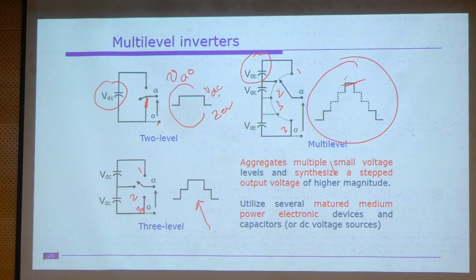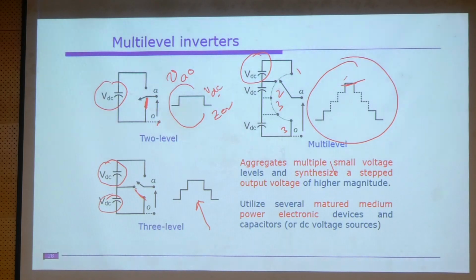Another thing is that, in the case of two-level, we connected several switches in series and parallel. Here we need not use that kind of blocking devices. For example, if you connect a device here, that particular device is supposed to block only this voltage. Between these two, if you connect a device, it is supposed to block VDC only. Even though the overall converter voltage is higher, each device is supposed to block VDC only.